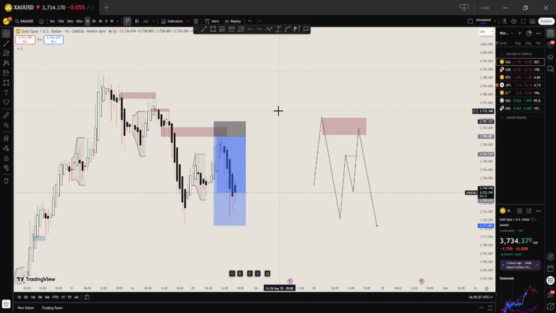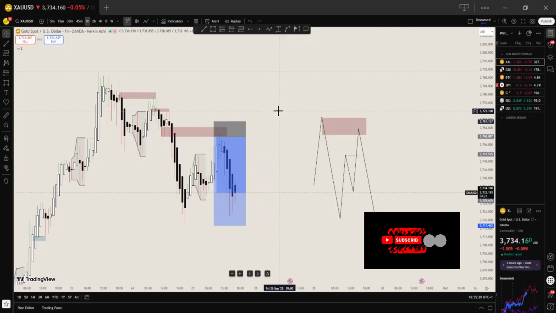And you must first understand the type of pullback also. Don't worry, by the end of this video I'm going to be showing you the type of pullback we have, and there's a video coming also. I'm going to fully explain the type of market pullback we have.